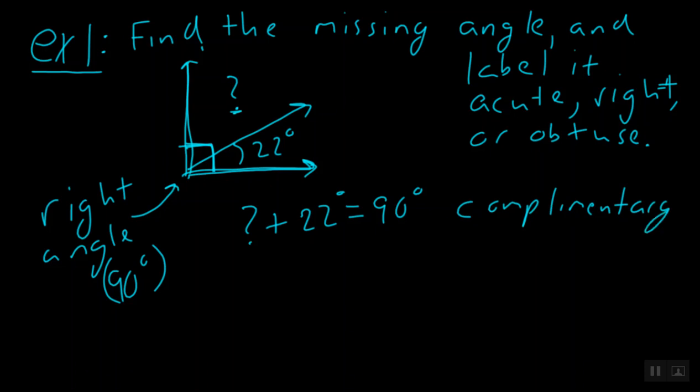So if you see things that are complementary, you know that they add up to 90 degrees. Now from here, we also want to label them acute, right, or obtuse. Well, I just want you to check this out. Look, this angle is a part, let me even label it like that, it is a part of 90 degrees. That means it has to be less than. So of course that's going to be acute. This angle right here is 22 degrees, which is definitely less than 90 degrees. And so of course that will be acute as well.